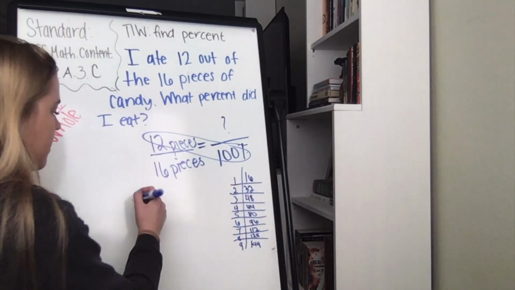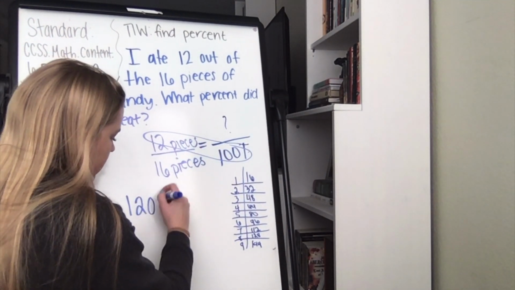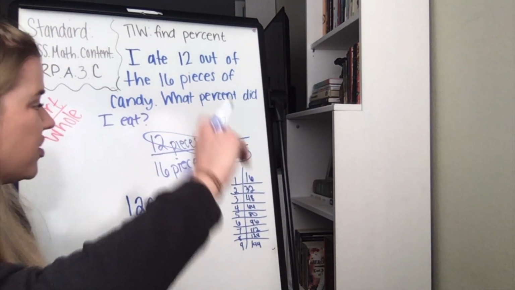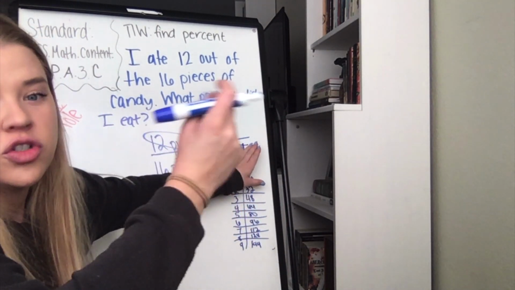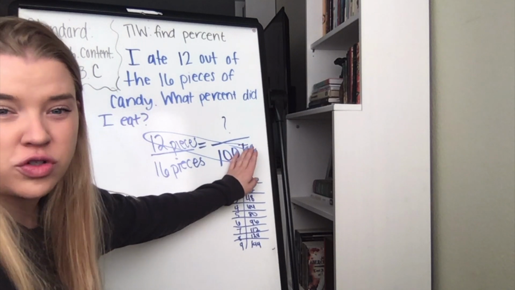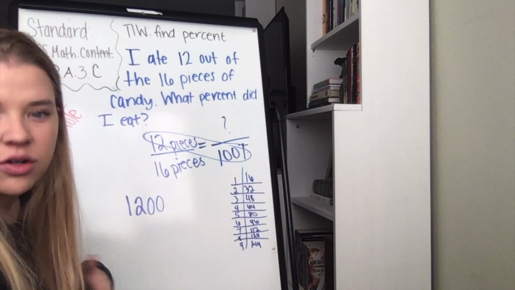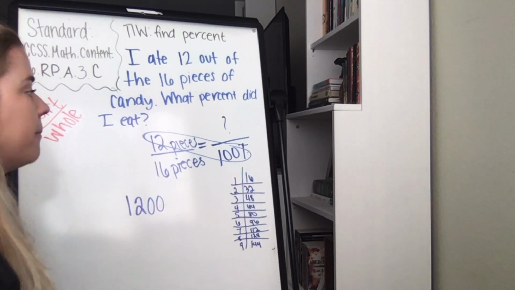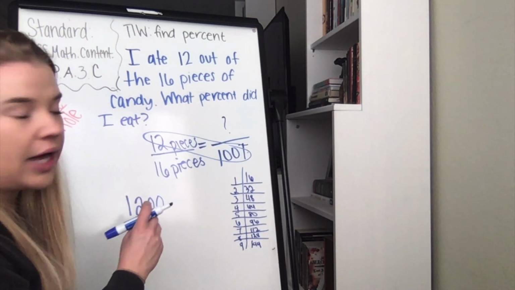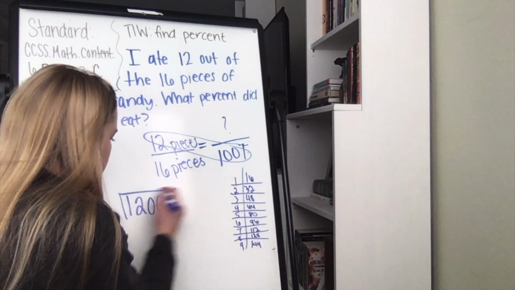If I'm solving that, my first step is to do 12 times 100. If I'm multiplying any number by 100, I'm literally just adding 2 zeros to the end of that number. You can even think about that as 12 times 1, which is 12. Add those 2 zeros back in, 1200. But I still have to divide by what's left. I still have that 16 to divide by.